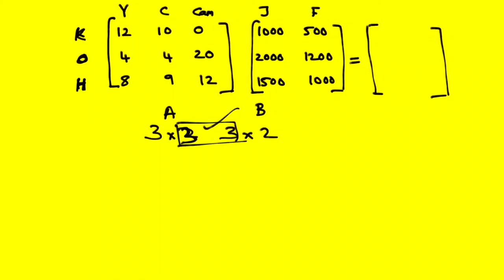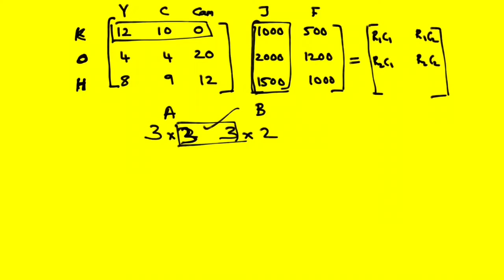Now I've already explained how to do it. That is the R1 C1 model. R1 multiplied with C1, so that will come here, R1 C1. Then comes R1 C2, R2 C1, R2 C2, R3 C1, R3 C2.